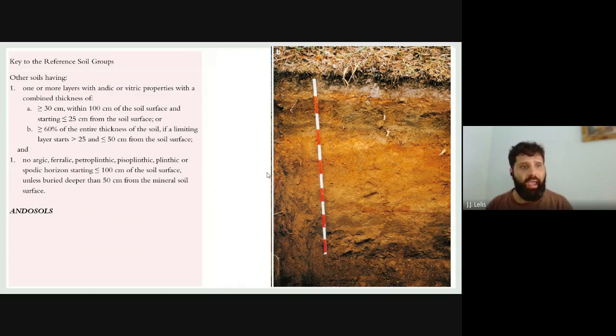We also have the andosols. They are related to andic or vitric properties. And the andic or vitric properties are not so common in tropical areas, especially in wet tropical areas, because they have a high quantity of allophane, imogolite, and very easily weathered minerals that are produced by the recent, modern crystallization of magma in areas where we have volcanic activity.